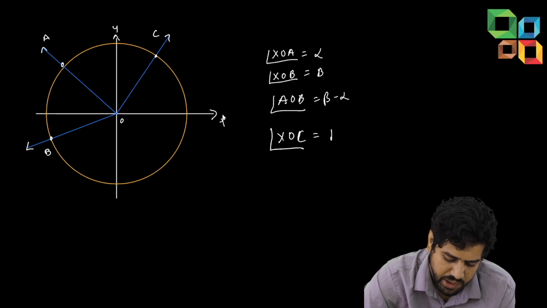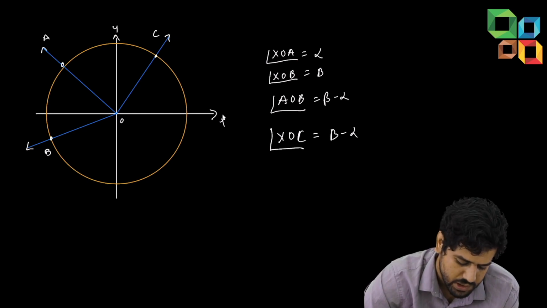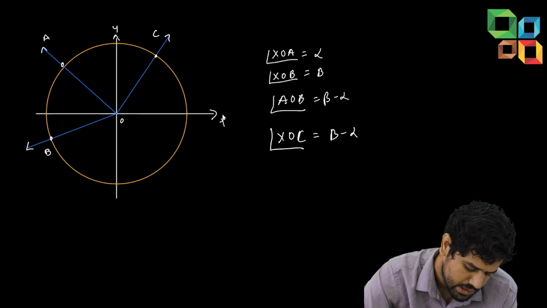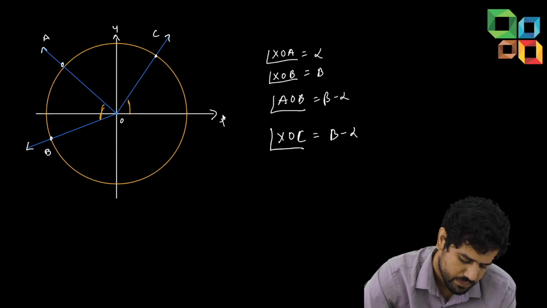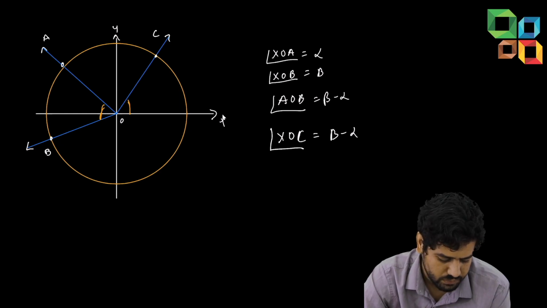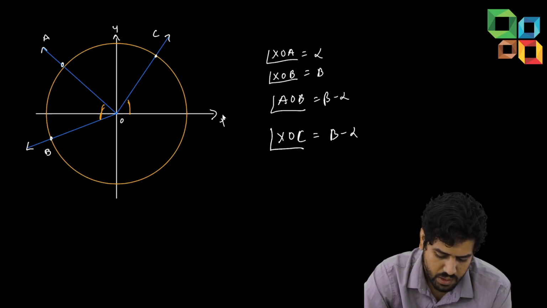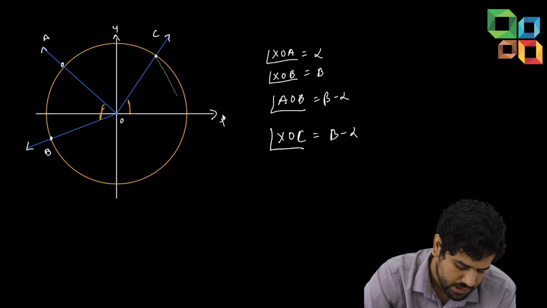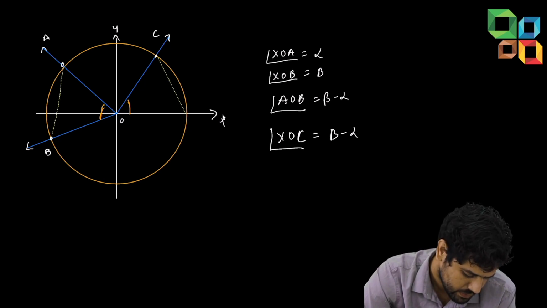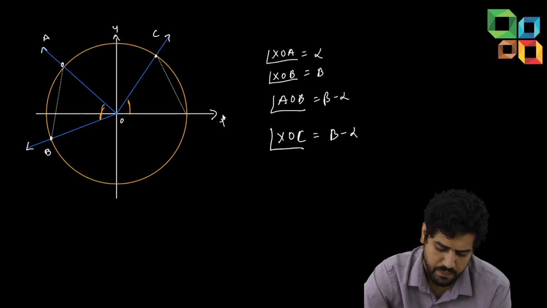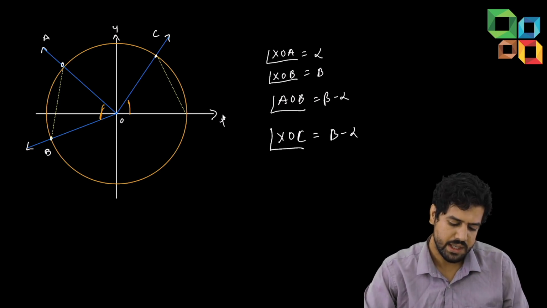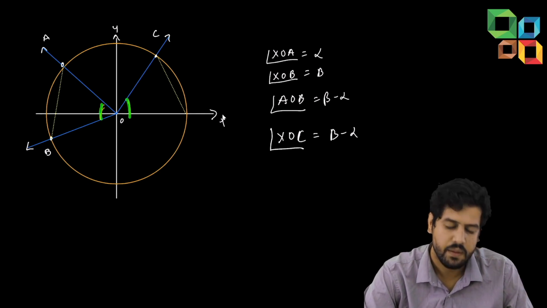Angle XOC is beta minus alpha. I'm going to construct this. Okay, so we have this angle equal to this. Now if I connect these two, and similarly connect these two, both these angles are the same, right?